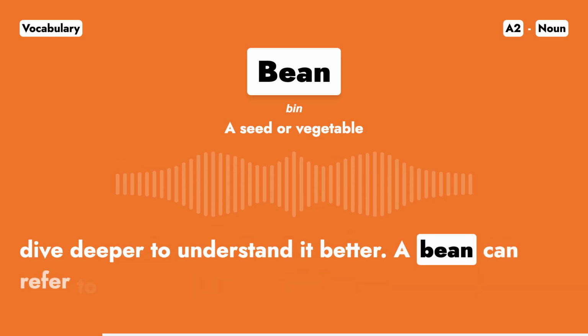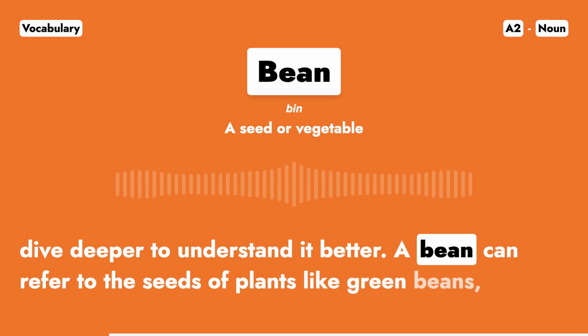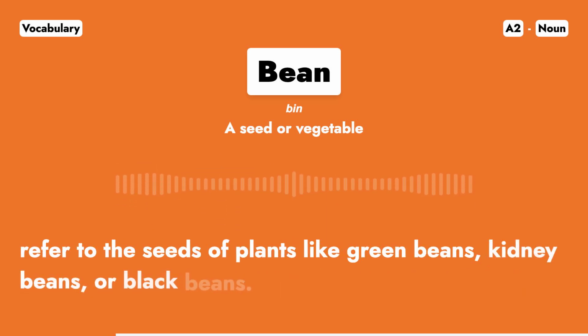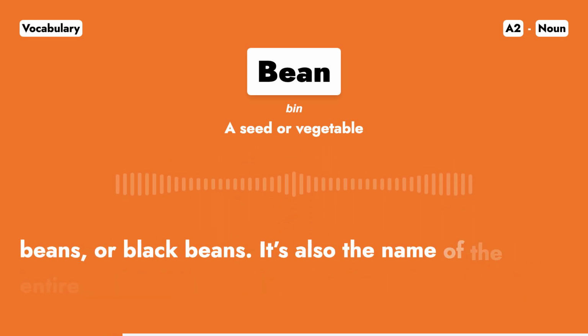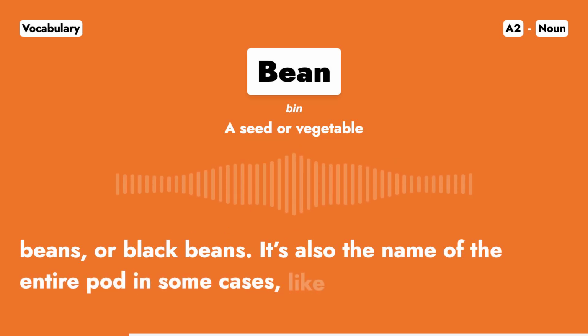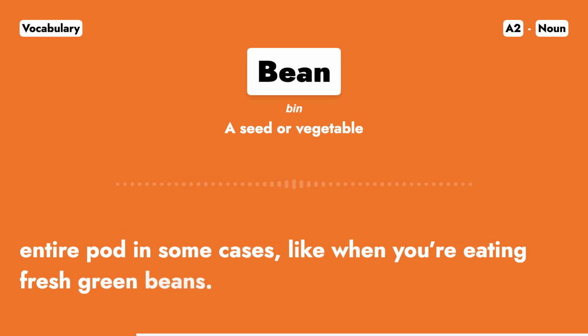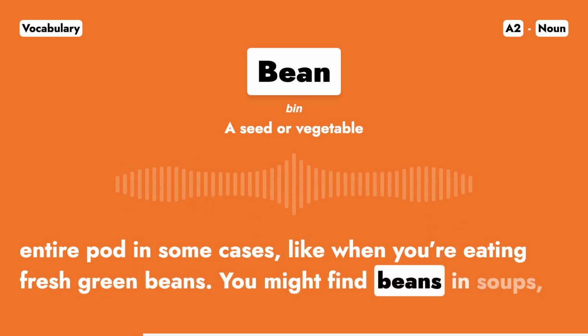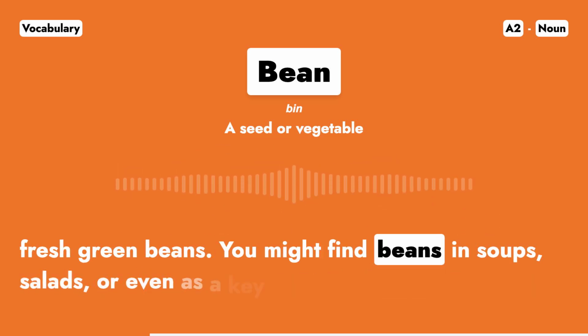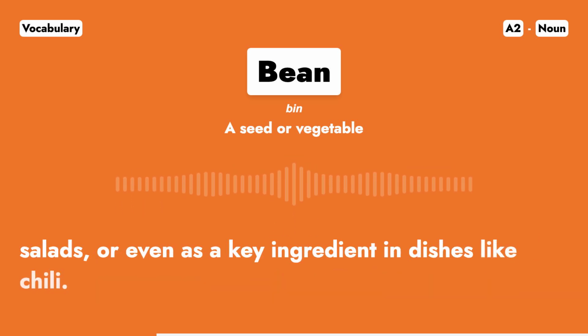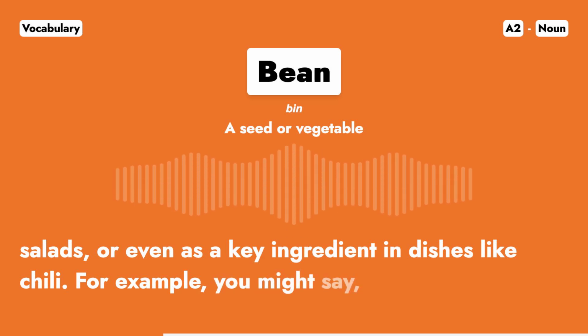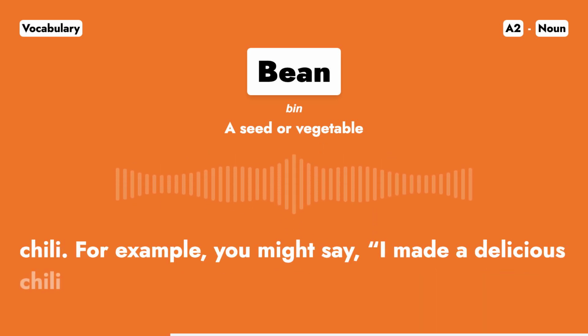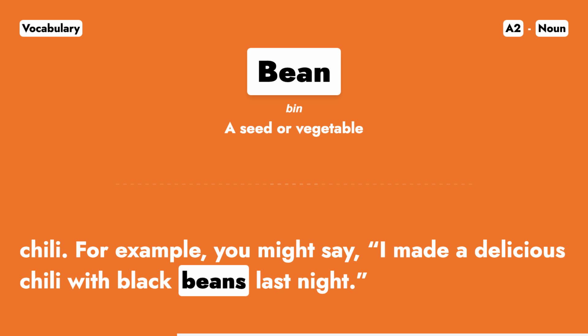A bean can refer to the seeds of plants like green beans, kidney beans, or black beans. It's also the name of the entire pod in some cases, like when you're eating fresh green beans. You might find beans in soups, salads, or even as a key ingredient in dishes like chili. For example, you might say, "I made a delicious chili with black beans last night."